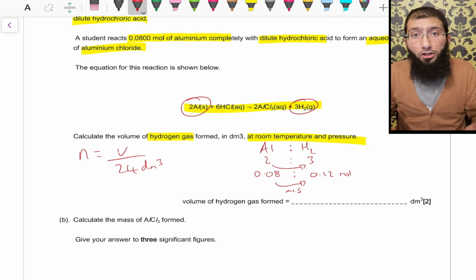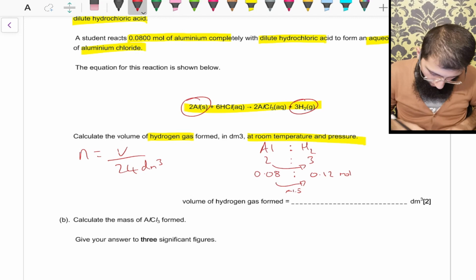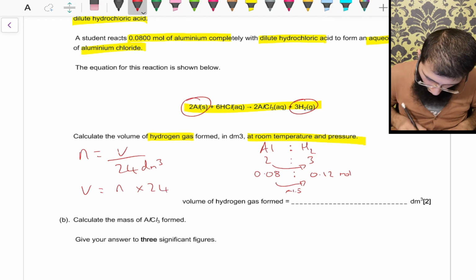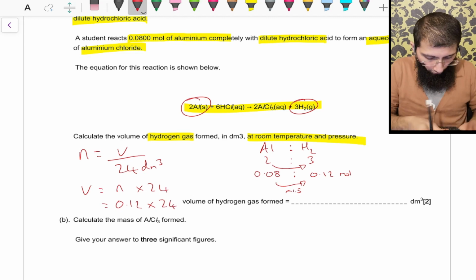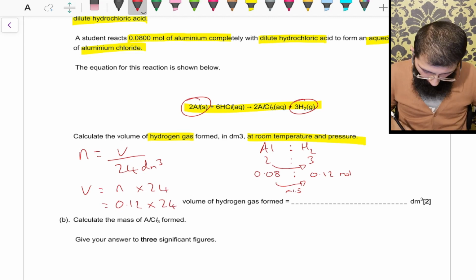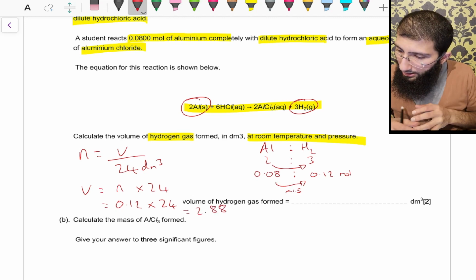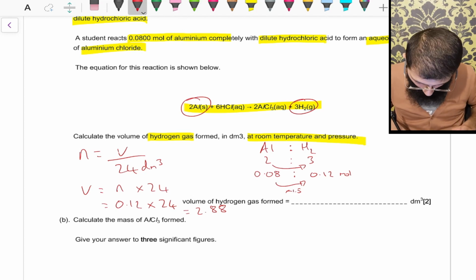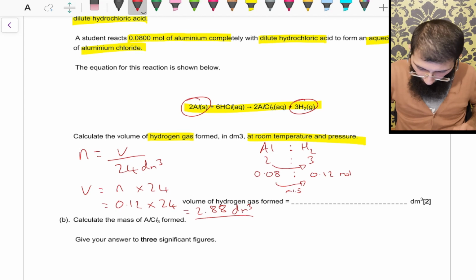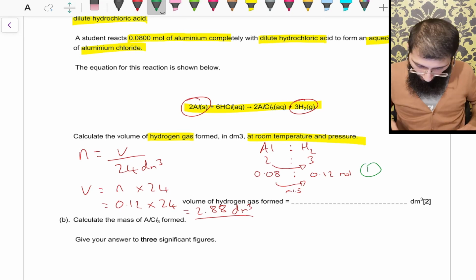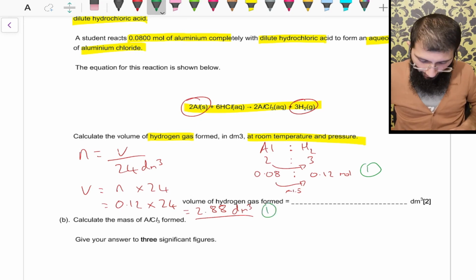I'm asked to work out the volume of hydrogen gas. Now that I know the number of moles, I can stick it into the equation I've already got, and rearrange it. So we know that V is equal to n times 24 decimeters cubed, where n is 0.12 moles, multiplied by 24 to end up with a volume of 2.88 decimeters cubed. So you're going to get a mark for working out the moles of hydrogen as 0.12 moles, and a mark for the final answer, 2.88 decimeters cubed.